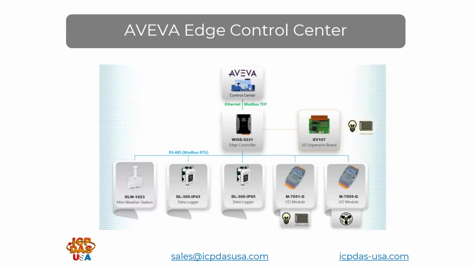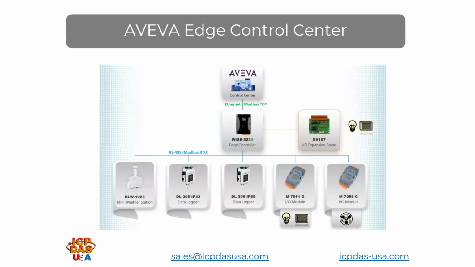Here are some example application architectures that can be deployed using AVEVA Edge. In this control center application, we have data from the DLW weather stations, some environmental data from 2 of our DL modules, and the final 2 modules at the bottom are used for control of lights and fans. Above that is our WISE 5231 controller with an XV107 I/O board to control a few additional lights and fans.